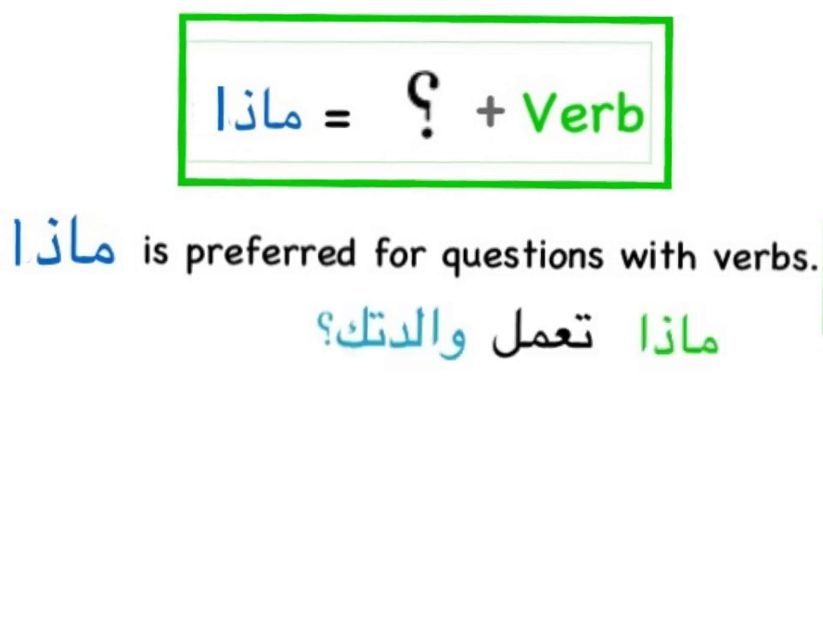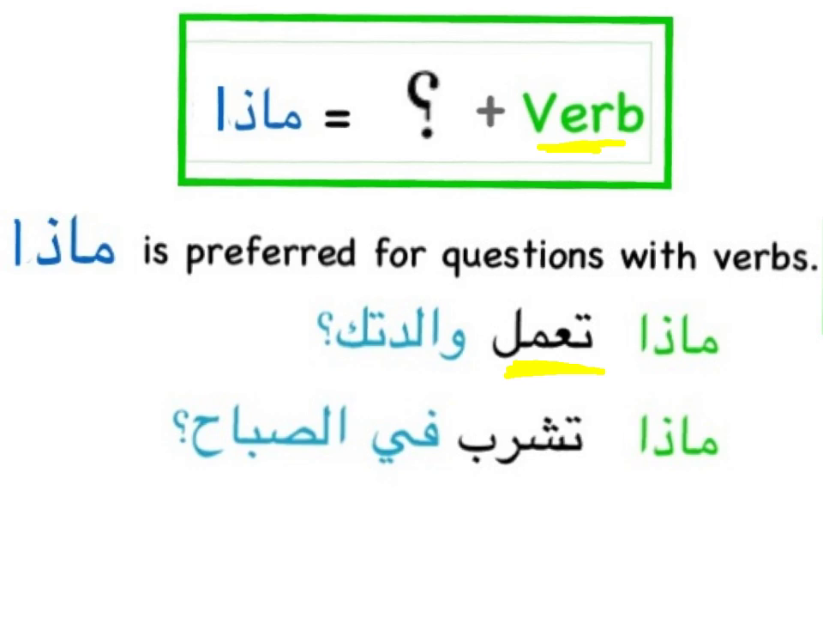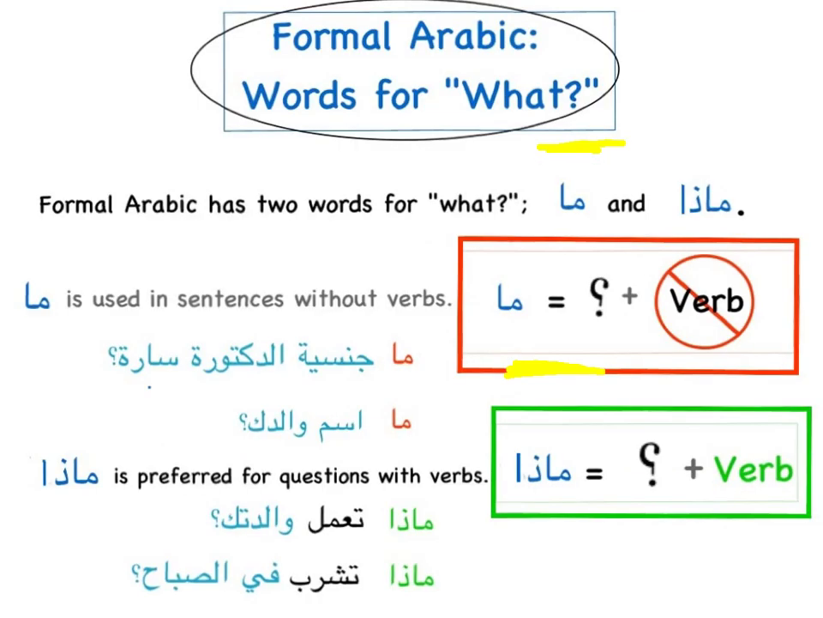Example, ماذا تعمل والدتك? ماذا work your mother? That's a literal translation. It means what does your mother work? Notice the verb تعمل. ماذا تشرب في الصباح? What do you drink in the morning? Notice the verb تشرب. Now take a few seconds to go over the structures and sentences on this page.